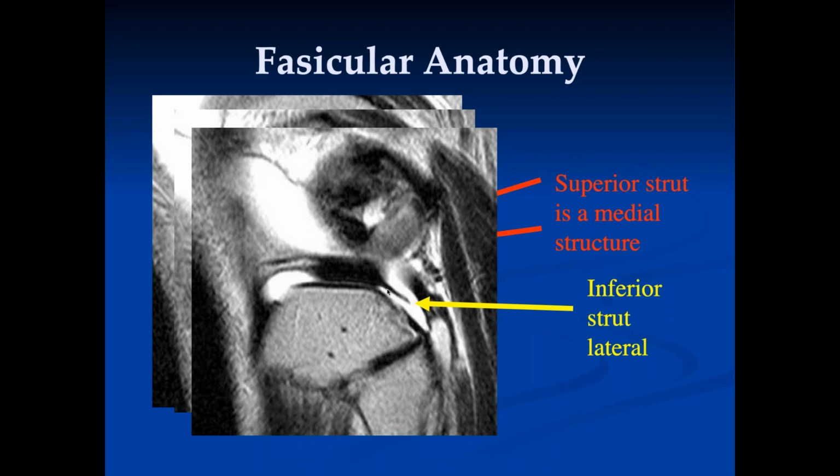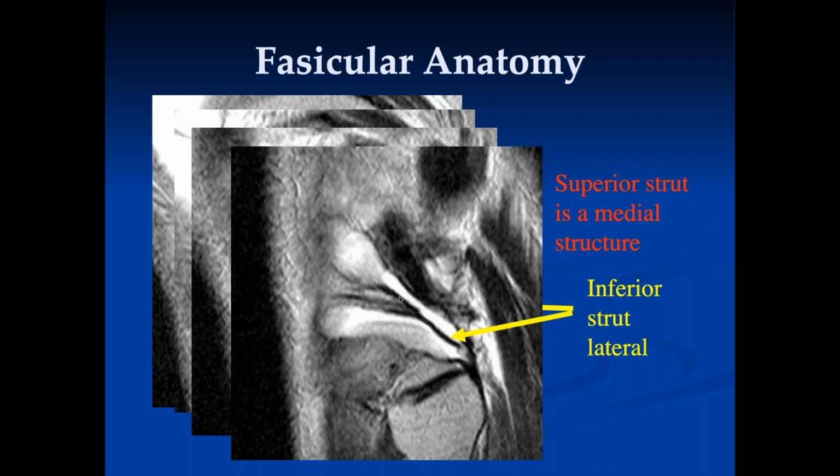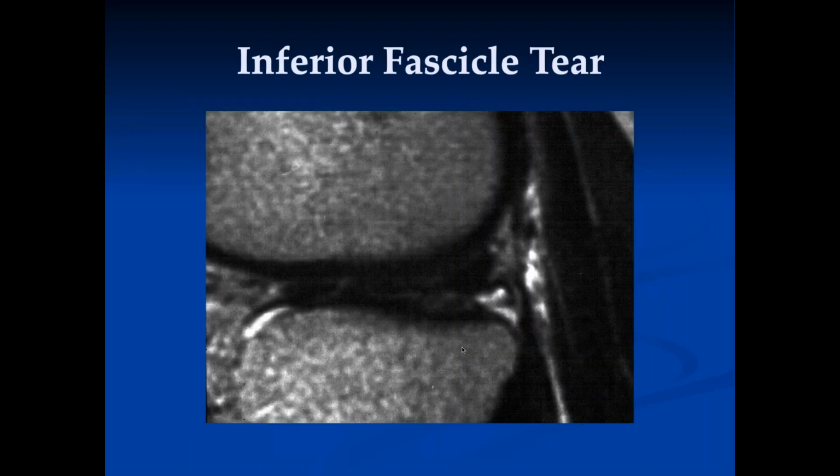And here laterally is the inferior strut, or the inferior fascicle. And then here's the inferior fascicle coming down and attaching here to the capsular attachments. So that's the normal anatomy. You can get fascicle tears. Here's a tear of the inferior fascicle, which is torn, retracted back up, and is somewhat redundant here.